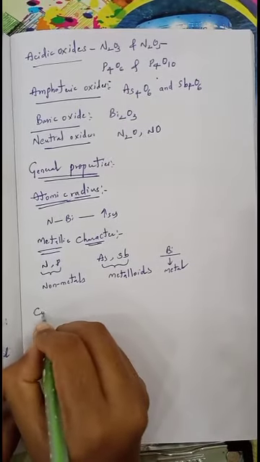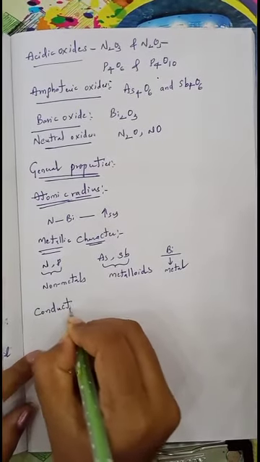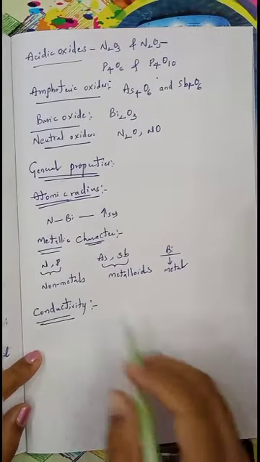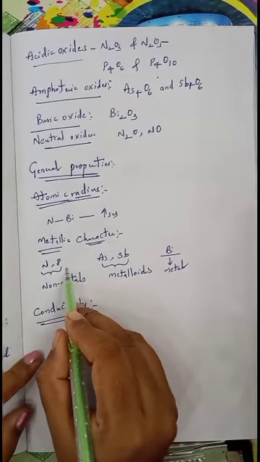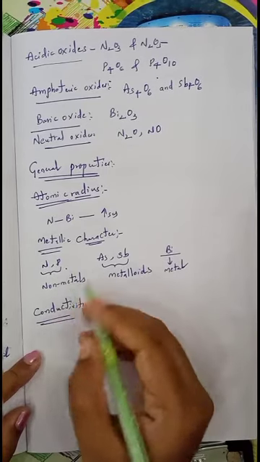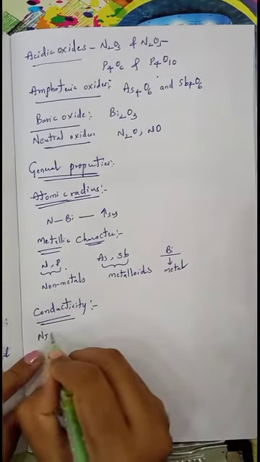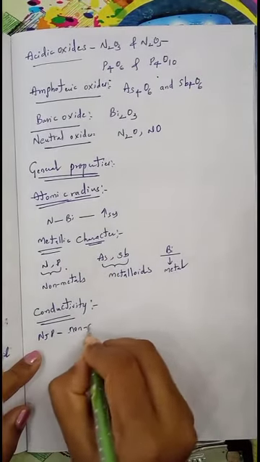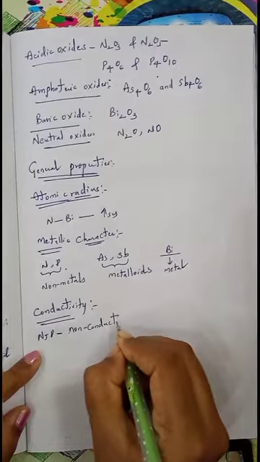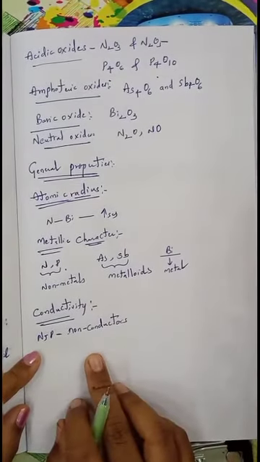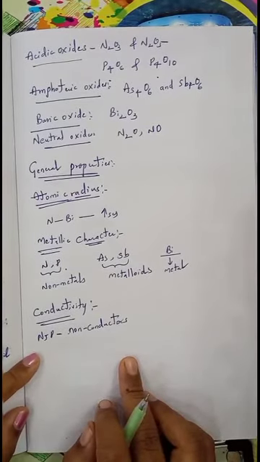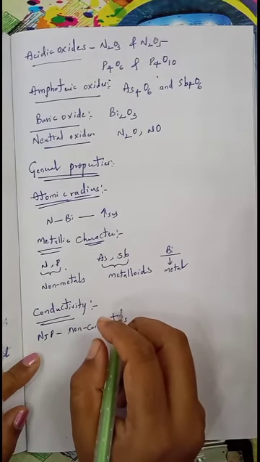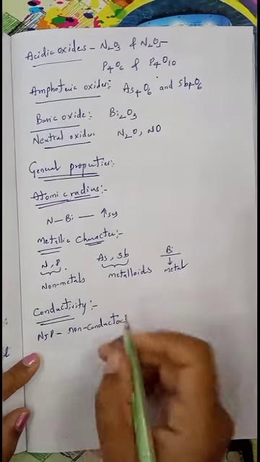Next, conductivity. As we know, metals conduct electricity and heat, and nitrogen and phosphorus are completely non-metals. Nitrogen and phosphorus are said to be non-conductors because they are not metals. Next one, arsenic and antimony are poor conductors. Especially arsenic is a poor conductor.